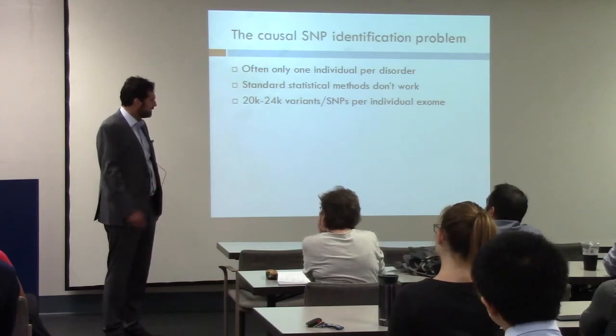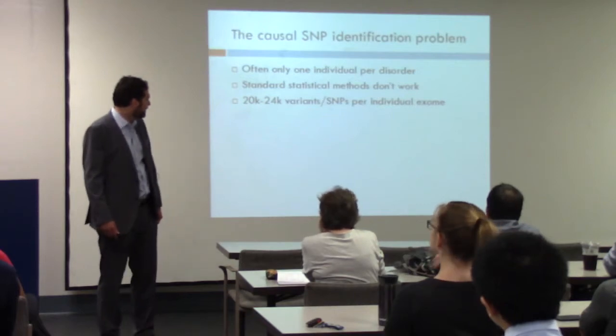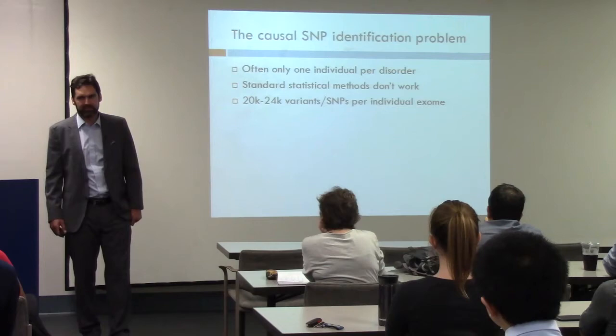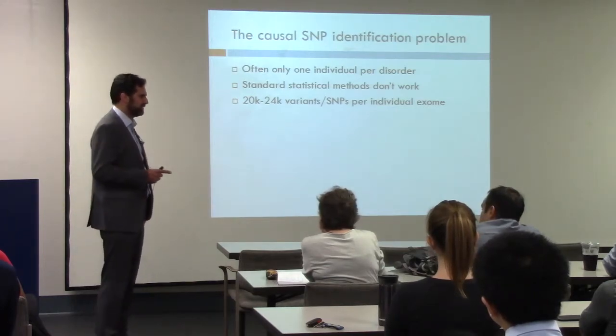The biggest issue here is that one variant might be completely responsible for this disease, but when we look at the protein coding region of the genome, which is called the exon or the exome, individuals carry between 20 and 24,000 variants in that region. So somehow we have to get from this 24,000 variants down to like a single causal variant.